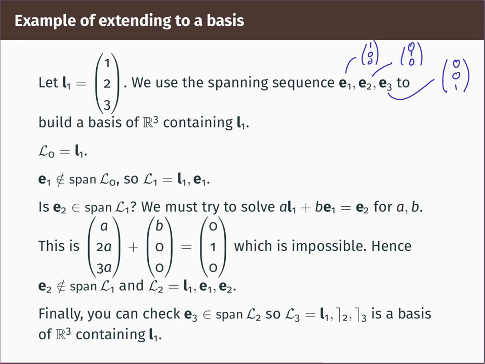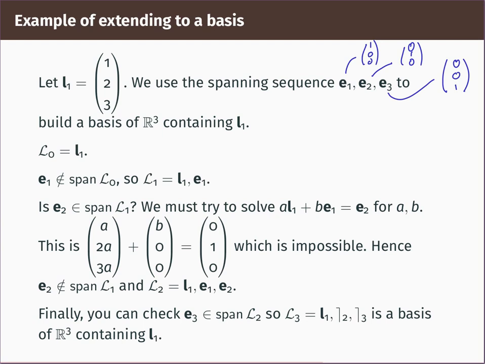So now we need to work out what curly L subscript 2 is. So we have to decide, is e_2 in the span of L_1? Well, let's work it out. If we want to know if e_2 is in the span of L_1, well, that's true if and only if e_2 is a linear combination of l_1 and e_1. So we're looking for numbers a and b such that a times l_1 plus b times e_1 is equal to e_2. We want to know if that's possible.